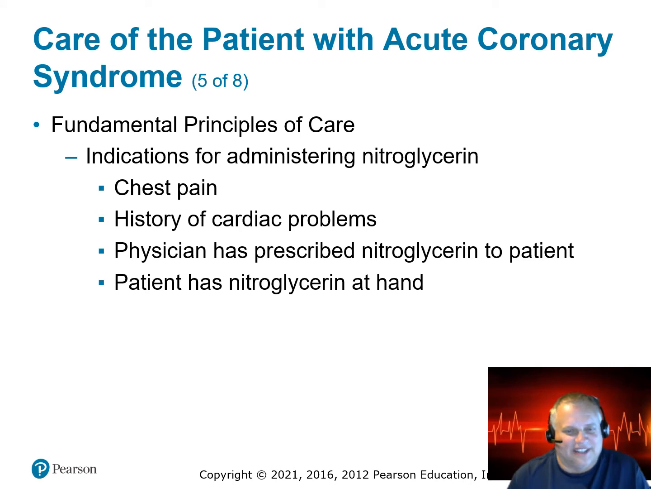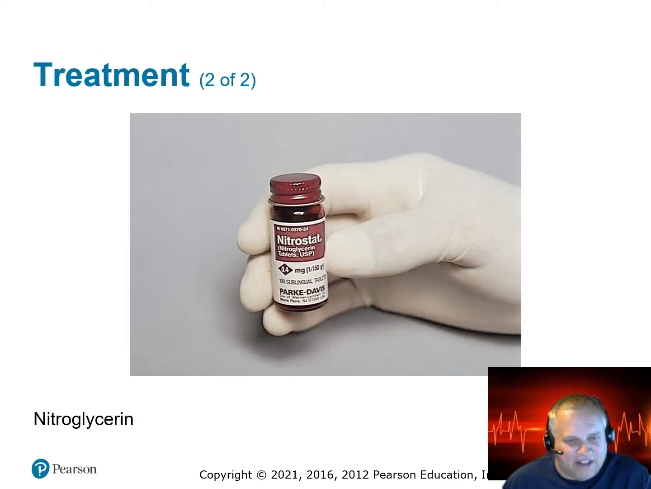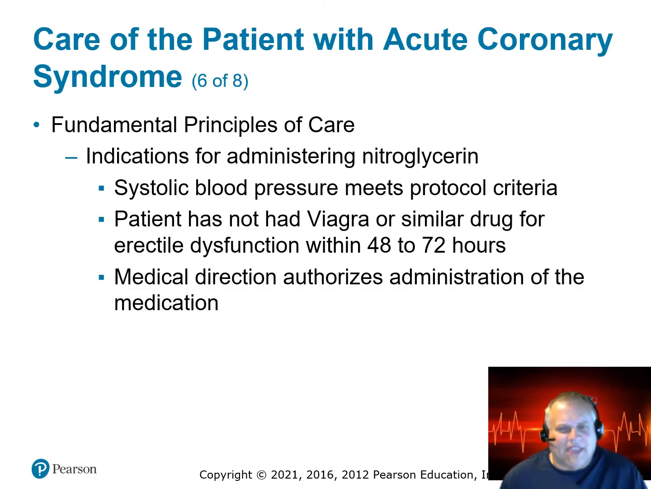Nitroglycerin is one of those drugs that is starting to not be a primary drug for cardiac. They do have it prescribed to them for chest pain. We're going to keep it as an option, but they have to be having chest pain from that cardiac issue. The patient has the nitroglycerin on their person, so the nitrostat, either the pills or the spray. They have to have a blood pressure of at least 100, so you check the blood pressure. They can't have had Viagra, Cialis, or any other drug for erectile dysfunction within the last 48 or 72 hours.